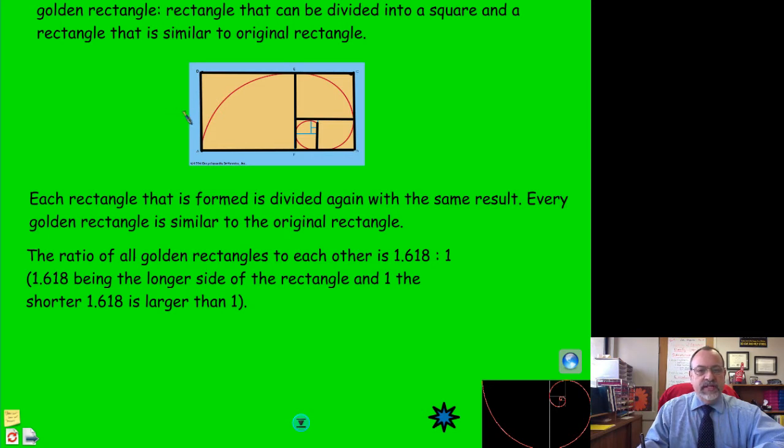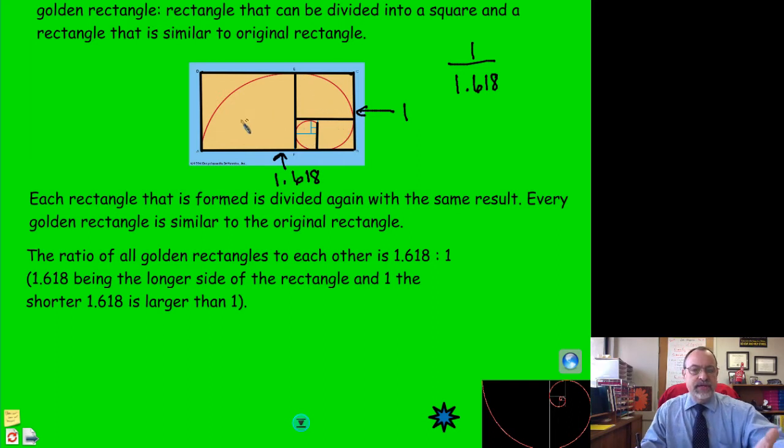And so if I take this golden rectangle and I make this side 1, then the other side, this longer side, would be 1.618. So the golden ratio is the ratio 1, which represents the shorter side, to 1.618. And every other rectangle that I create by making this square and rectangle, those sides will be in the exact same ratio.